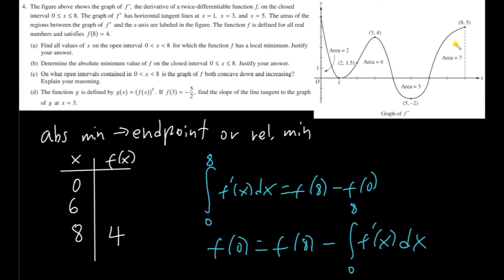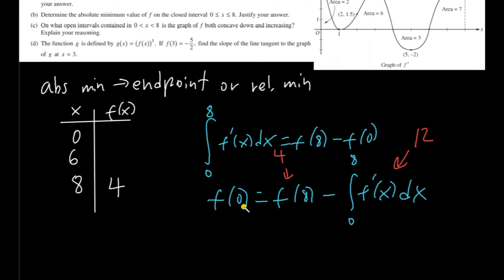And then we have another plus 7 because it's above the x-axis. So we have plus 2, plus 6 is plus 8, plus 5, and then plus 7 is plus 12 in total. Okay, so this is going to be 12, and this is going to be 4, right? Because again, f of 8 is 4. So the final value is f of 0 equals 4 minus 12, which is negative 8. And that's what's going to go here.